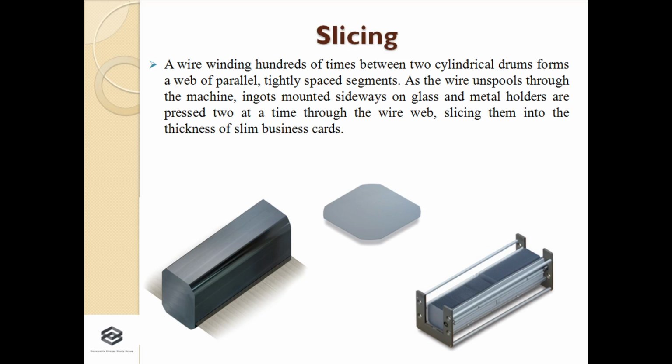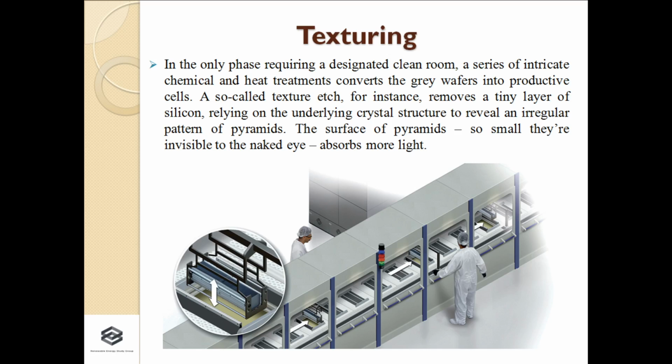For that purpose we keep this bar inside a cylindrical drum, and then we can slice the wafers at a thickness of 200 up to 500 micrometers. After the slicing process is over, the next process is called the texturing process. In the texturing process, on the front surface of this silicon structure, we are etching the outer part of the silicon wafer.